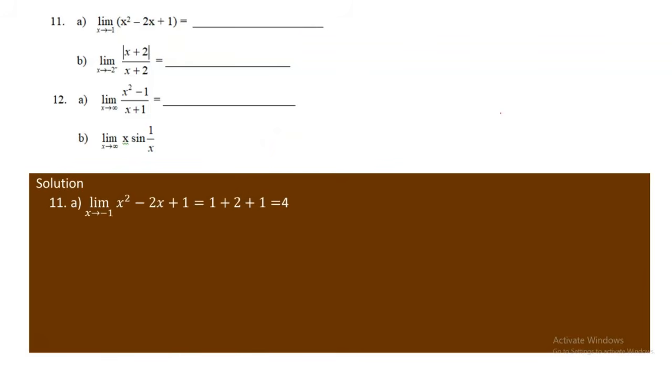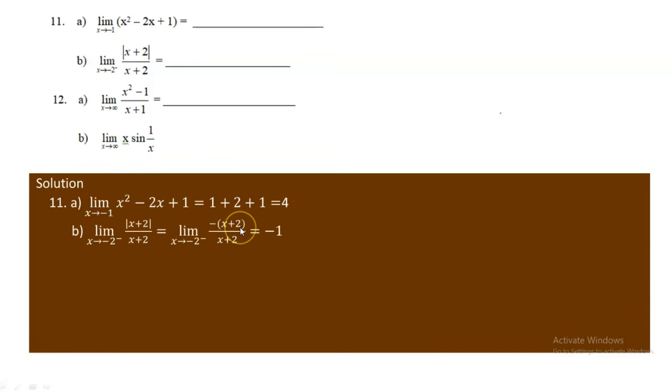The first one is to find the limit of x squared minus 2x plus 1 as x approaches minus 1. Dear students, in the case of limit calculation, if you are able to use direct substitution without any problem, I strongly advise you to use direct substitution. So put minus 1 in place of x throughout, so minus 1 squared is 1, and here plus 2, plus 1. So this is 1 plus 2 plus 1, which is 4.